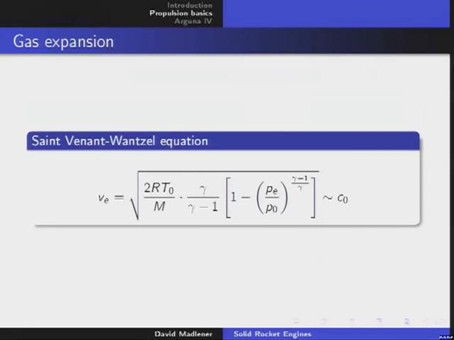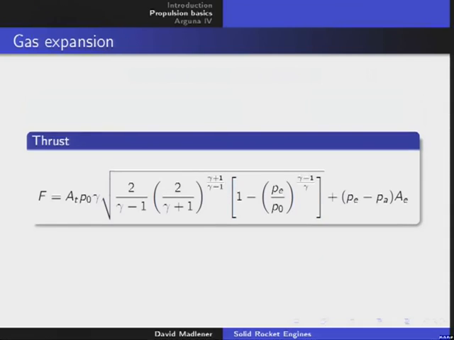And if you look at the equation, you see that hidden in there, there is the velocity of sound, the velocity of sound in the burning chamber. So the velocity of sound in a burning chamber is proportional to the exit velocity of the gas. And if you put everything in, you can calculate the thrust by this equation. Okay, I won't go into every detail, but you know it's just numbers. Just set them in and you get the thrust.